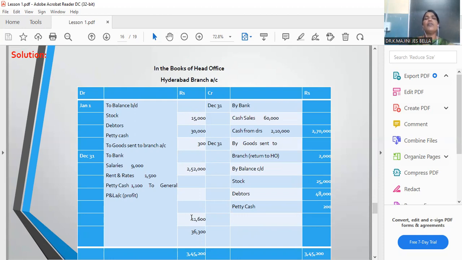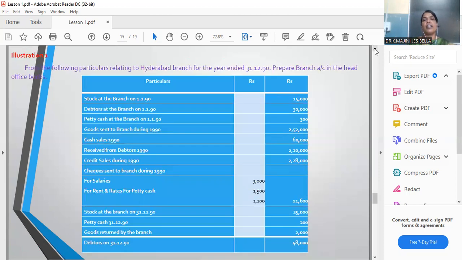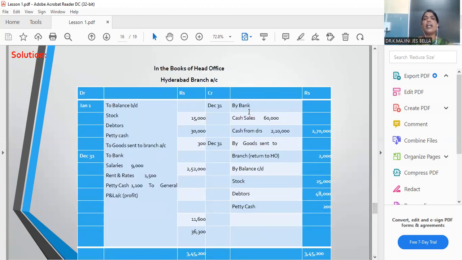Then you come to the credit side. See the credit side here, cash sales are there. How much is the cash sales? 60,000. Then received from debtors, from debtors they have received 2,10,000. Total both these amounts, cash sales and cash from debtors. When you add both, you will get 2,70,000. You should write it in the outer column, 2,70,000. Then goods sent to branch, returned to head office.